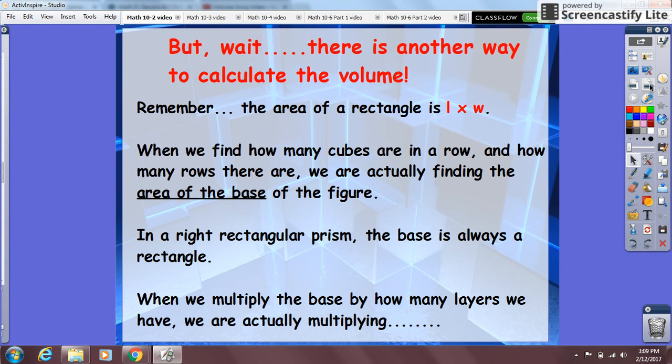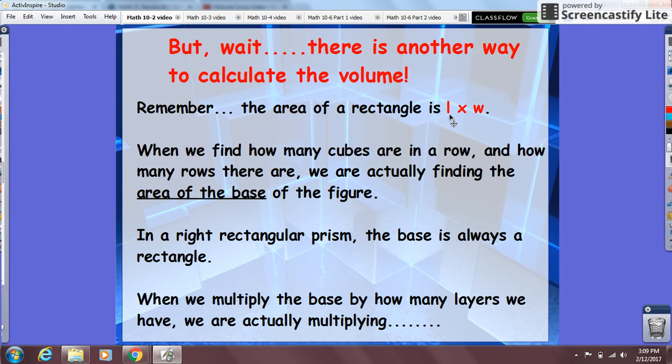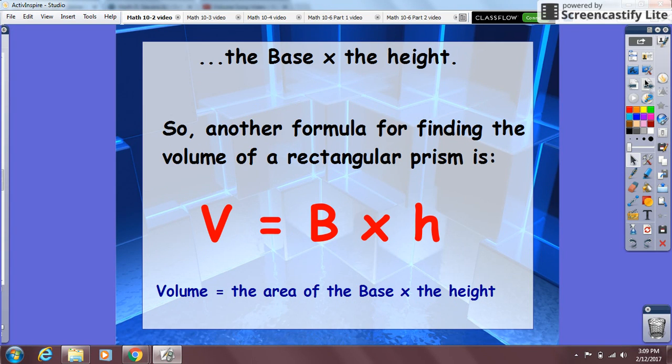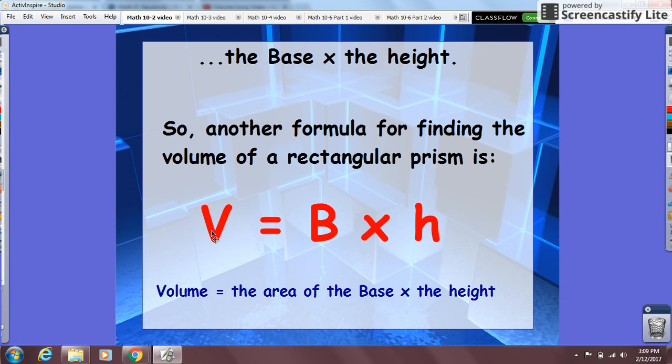But wait, there's still another way that we can calculate the volume. If you remember, the area of a rectangle is length times width. When you find how many cubes are in a row and how many rows there are, you're actually finding the area of the base of your figure. So in a right rectangular prism, the base is always a rectangle. When we multiply the base by how many layers we have, we are actually multiplying the base times the height. So another formula for finding the volume of a rectangular prism is volume equals base times height.